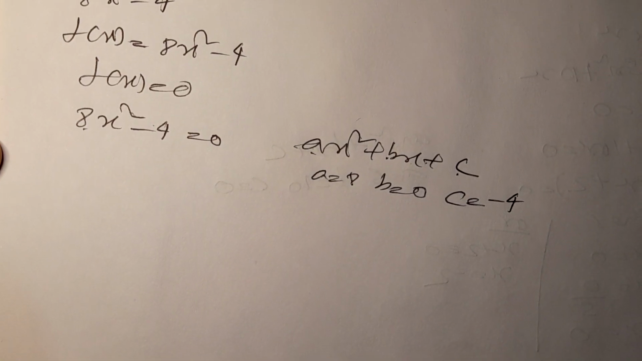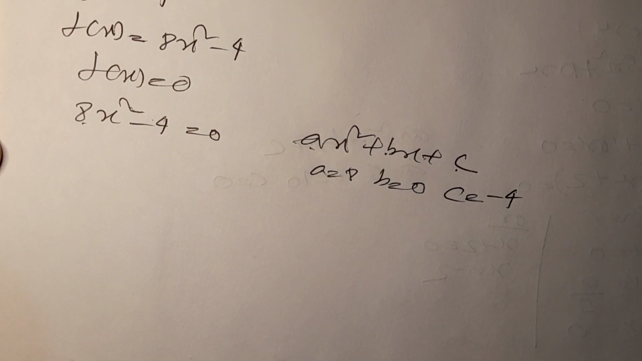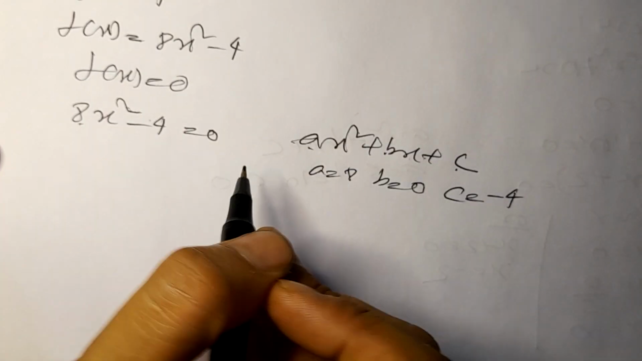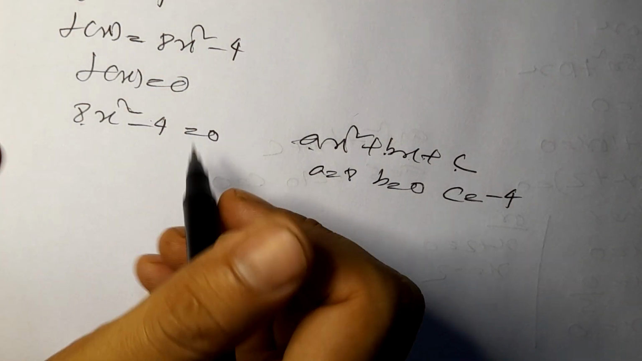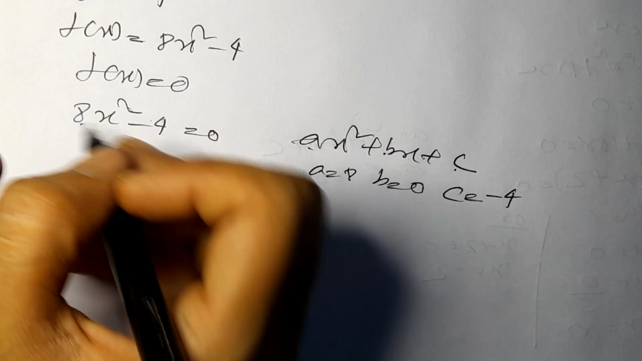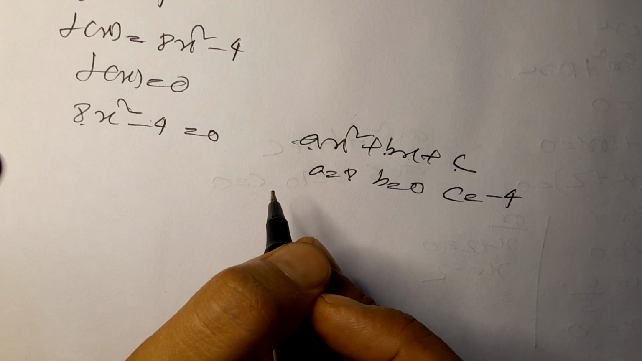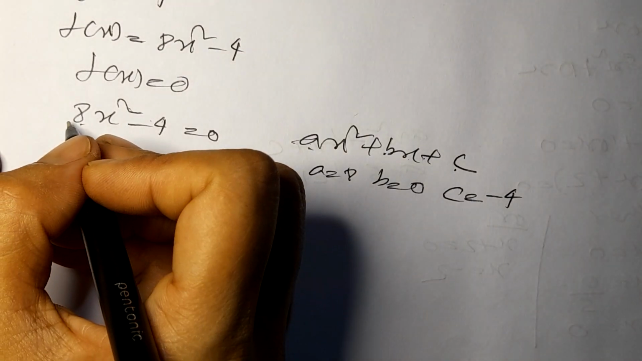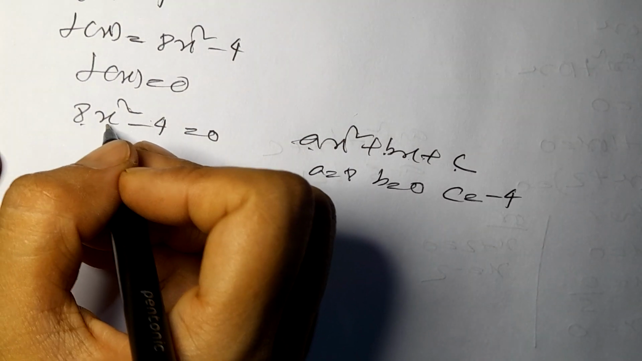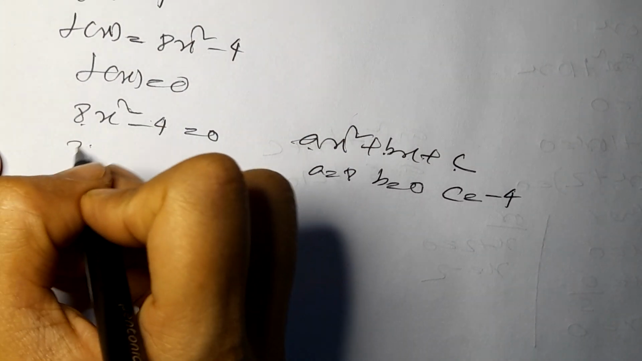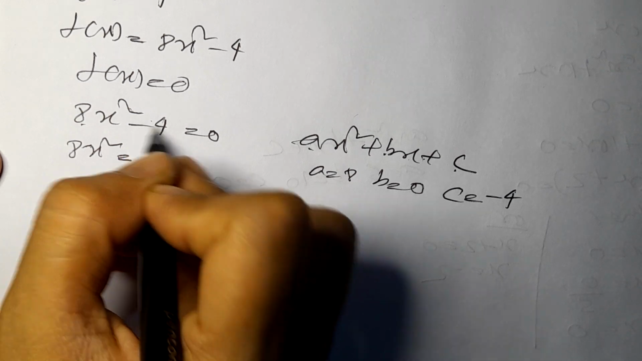Now here, because this has two terms, we cannot solve by the middle term method. So from here we can take the 4 to the other side: 8x square equal to 4.